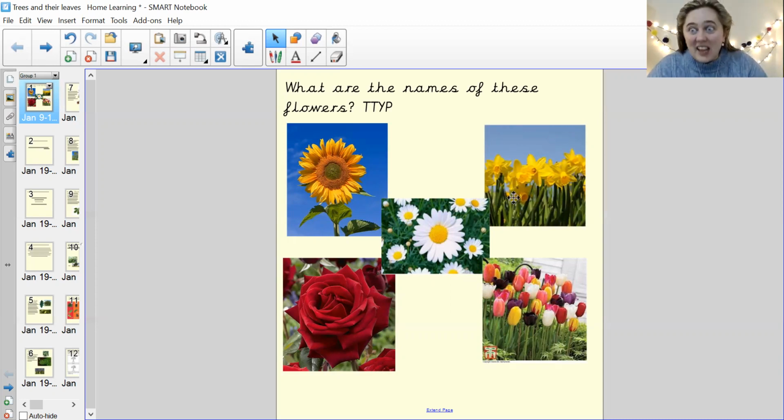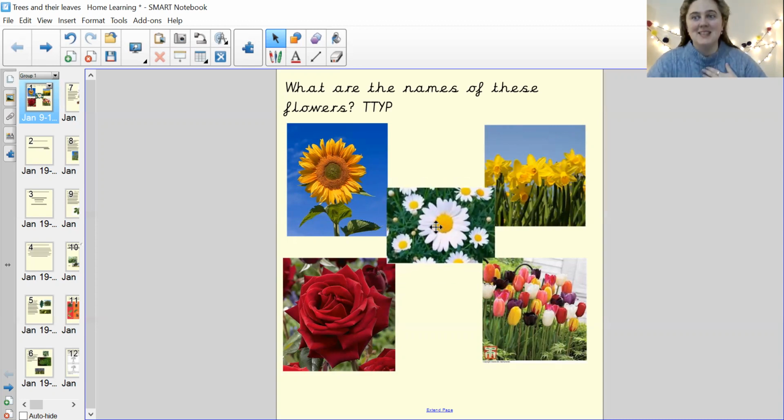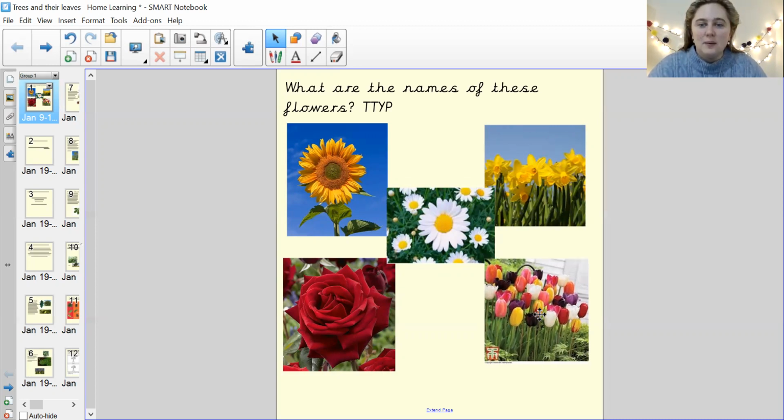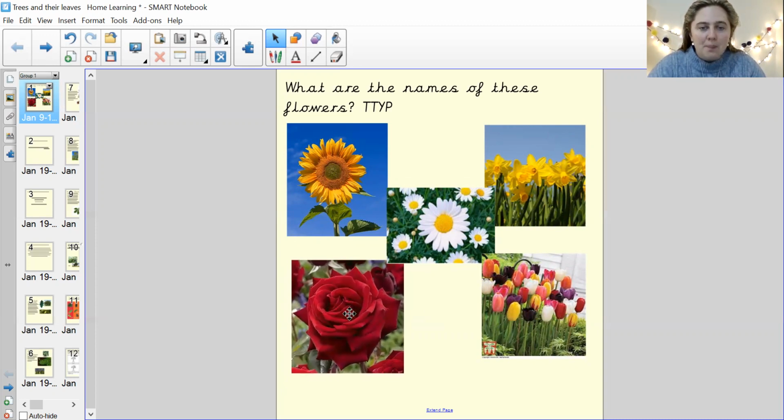Daffodil, fantastic. And this was the flower that is the special flower for a different country that you've been learning about in geography, isn't it? Can anyone remember what the country is that this flower is for? Wales, well done. Okay. This one? Daisy, fantastic. This one here? Well done if you said tulip. And this one? Good, is a rose. Well done.